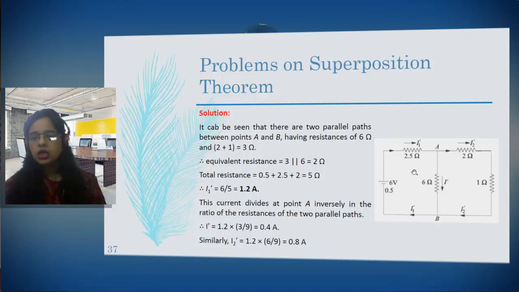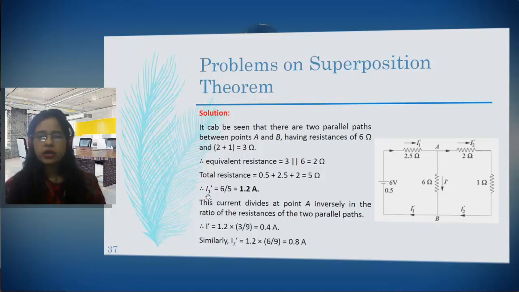Now we have obtained a very simple circuit with a single voltage source and a single resistance. So the current I1 dash is given by V divided by R, that is 6 by 5. After solving this we get 1.2 ampere, the current flowing in this final circuit.